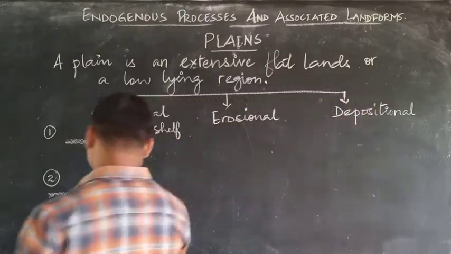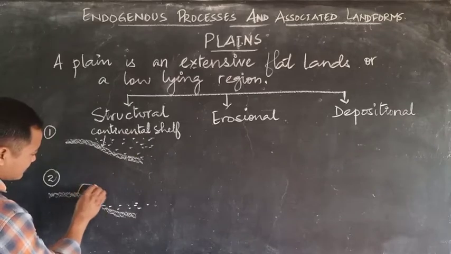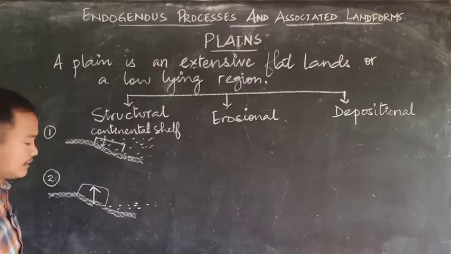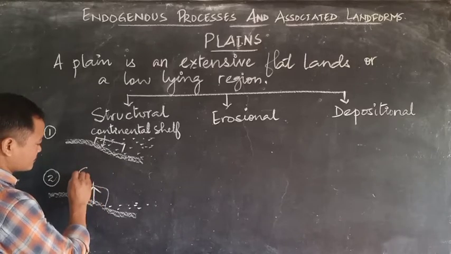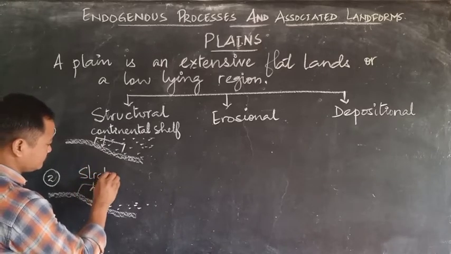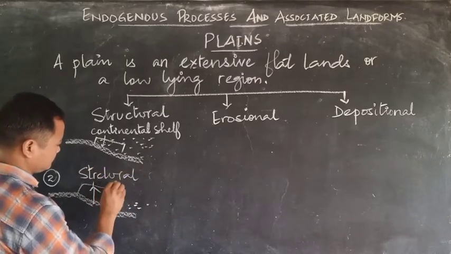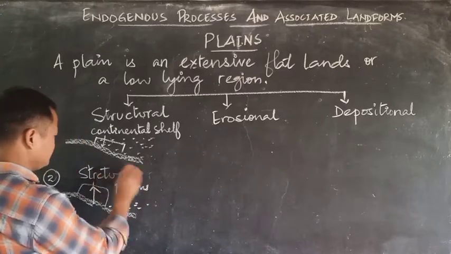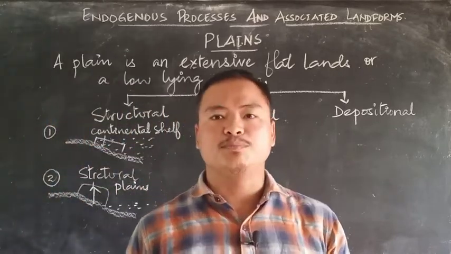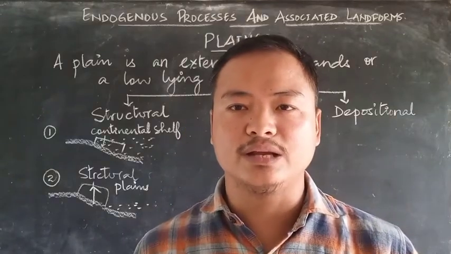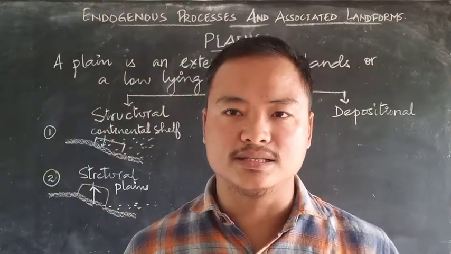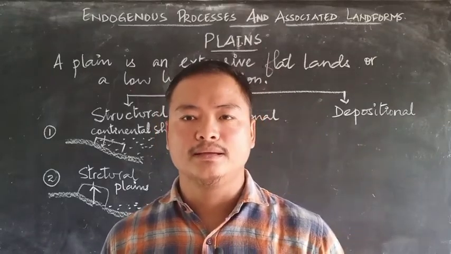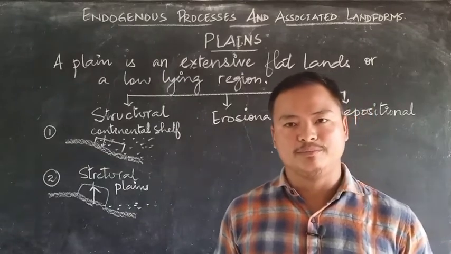So this type of plain, or this region that comes out of the water, which was once a part of the continental shelf, is known as a structural plain. A very good example that we can see is the Great Plains of the United States or the Russian platform. They are formed because of certain upliftment.